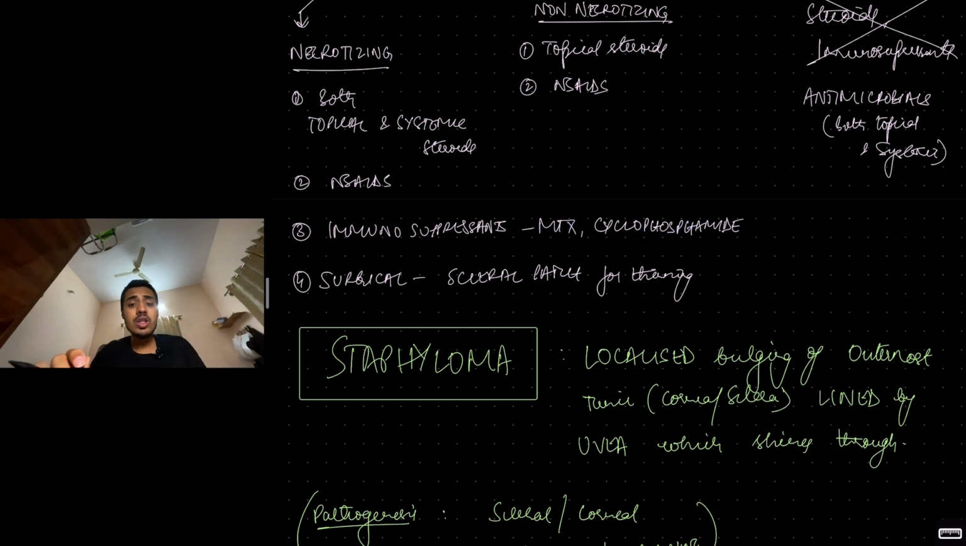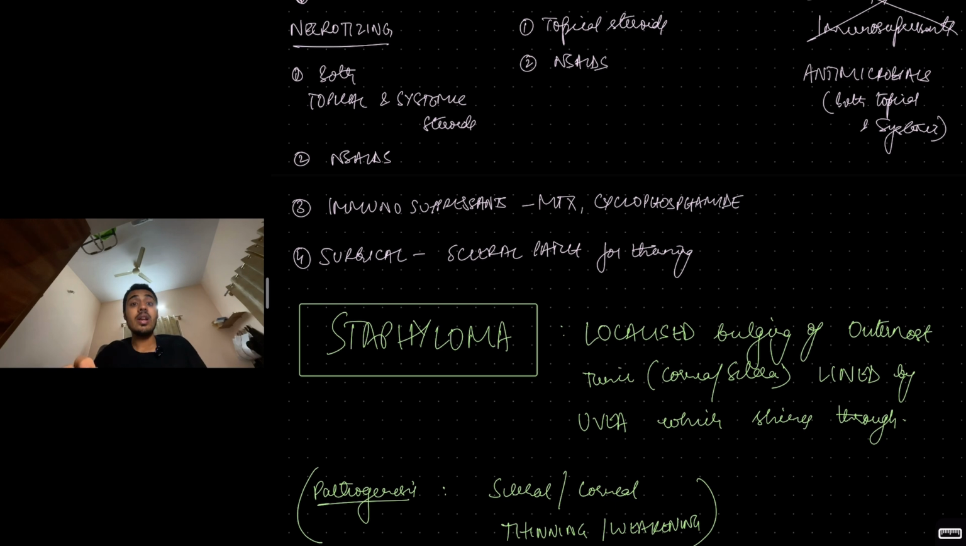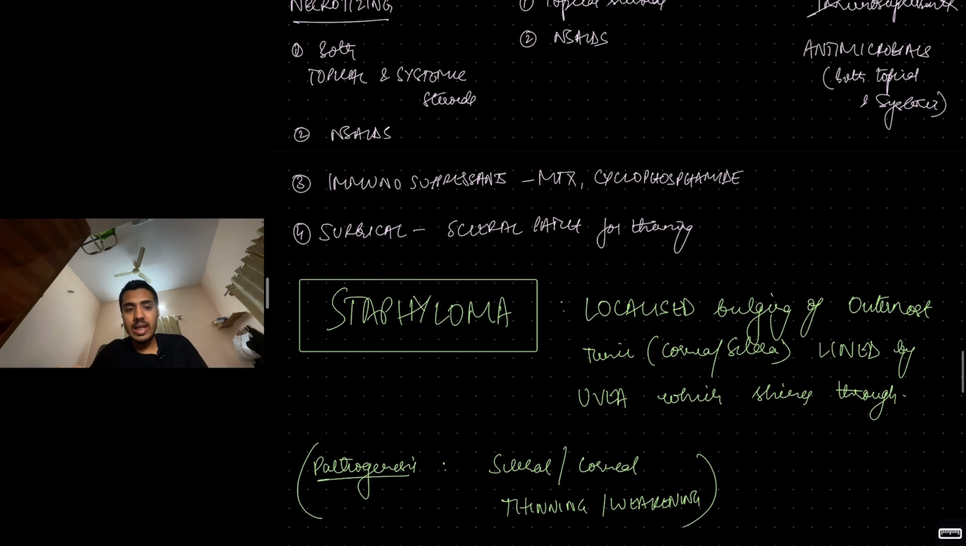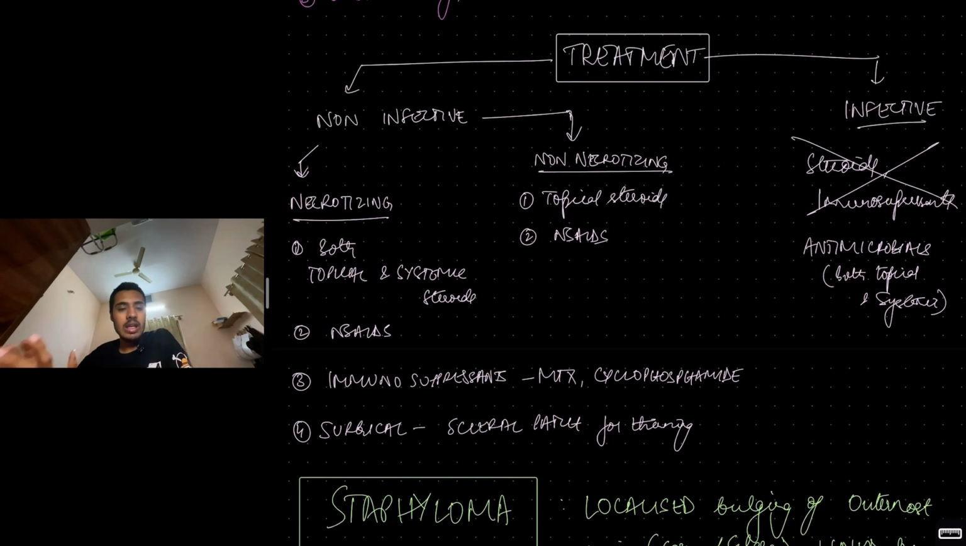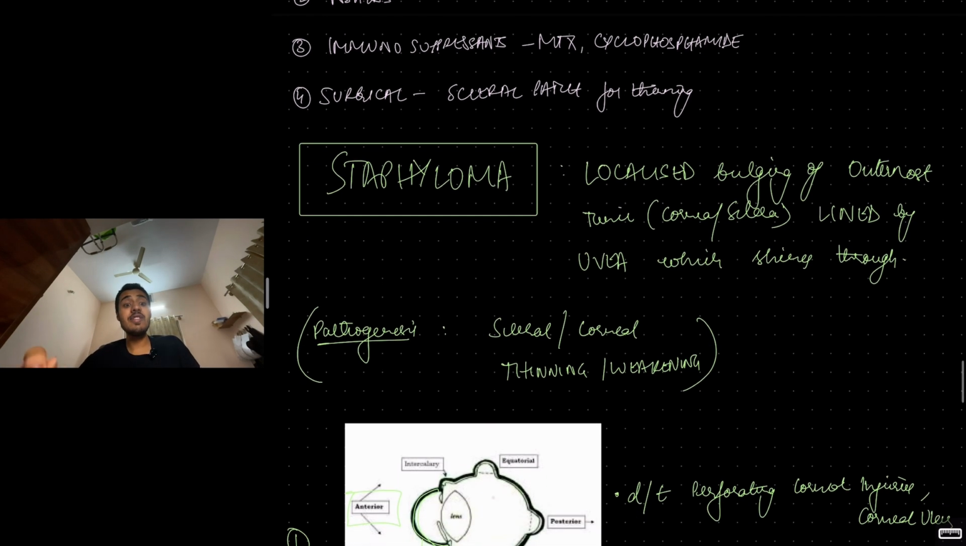And because there is scleral thinning in necrotizing, if it is very, very severe, you will give surgical patches. You will do surgery where you will put scleral patches. So that is very important. So infective, give only antimicrobials. Non-infective, non-necrotizing, just topical steroids and NSAIDs. Necrotizing: systemic steroids, topical steroids, NSAIDs, immunosuppressants, and surgical patch of sclera if there is scleral thinning.